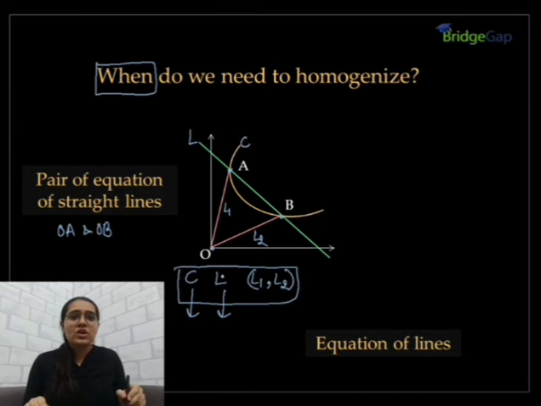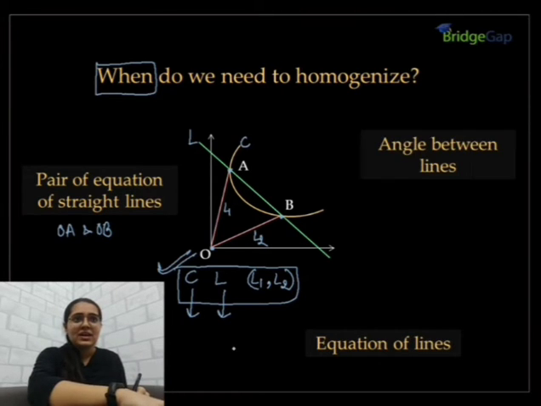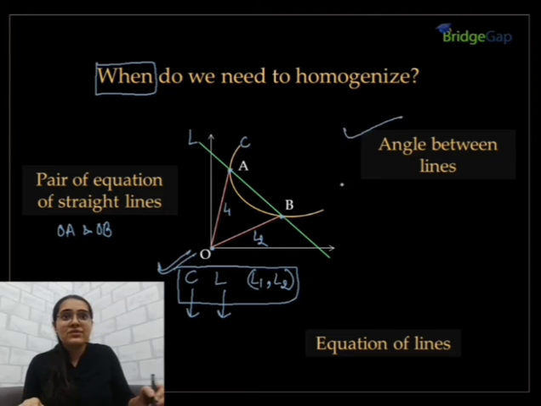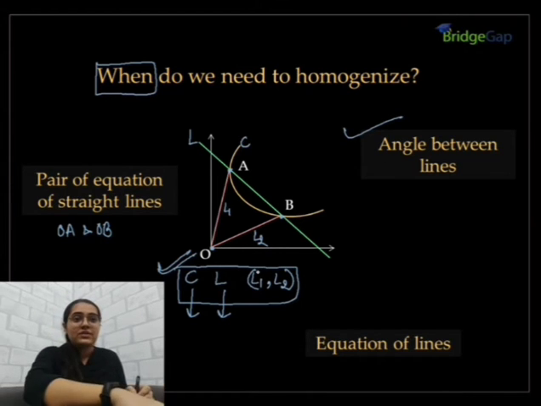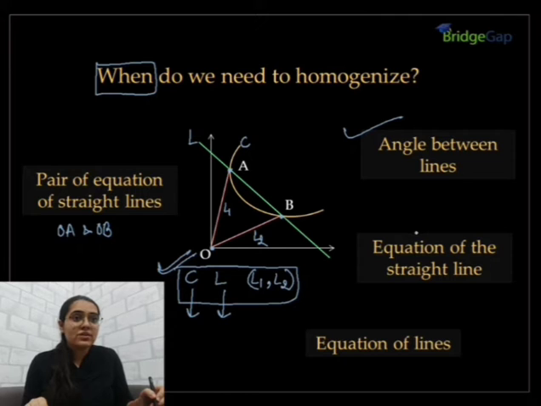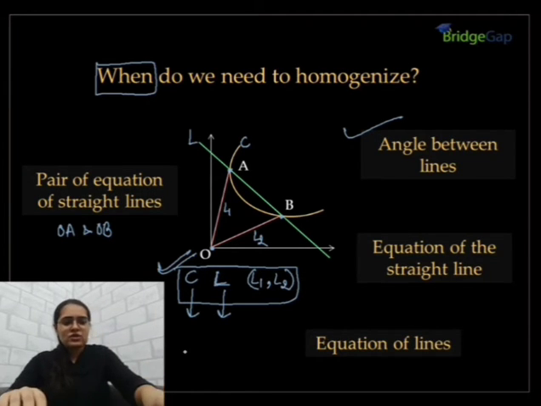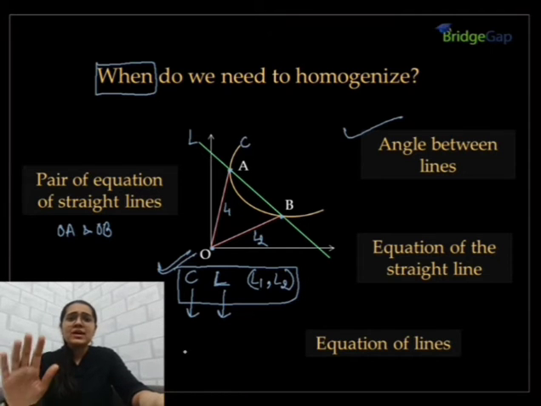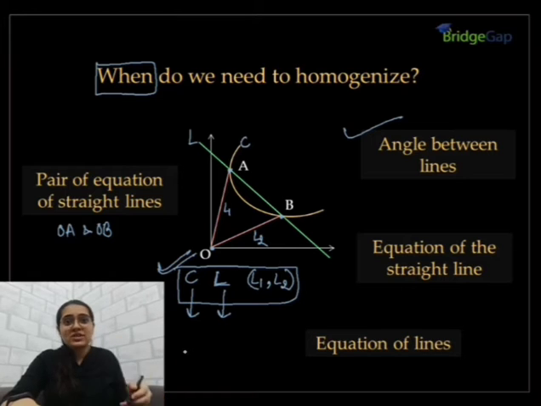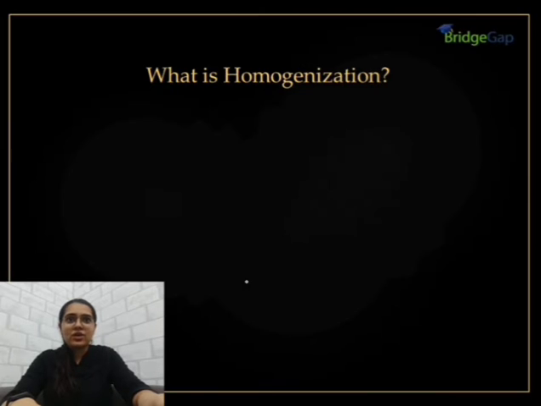You just need to know two out of these three things and you can easily know the third thing, right? So we can say that you can also find the angle between the lines L1 and L2, and with this you can find the equation of the straight line, as I said, the equation of L. So very easy, right? You will easily be able to spot whether this question needs homogenization or not. You just have to check these three things. We'll do more questions on this and you will get a clear idea of it.